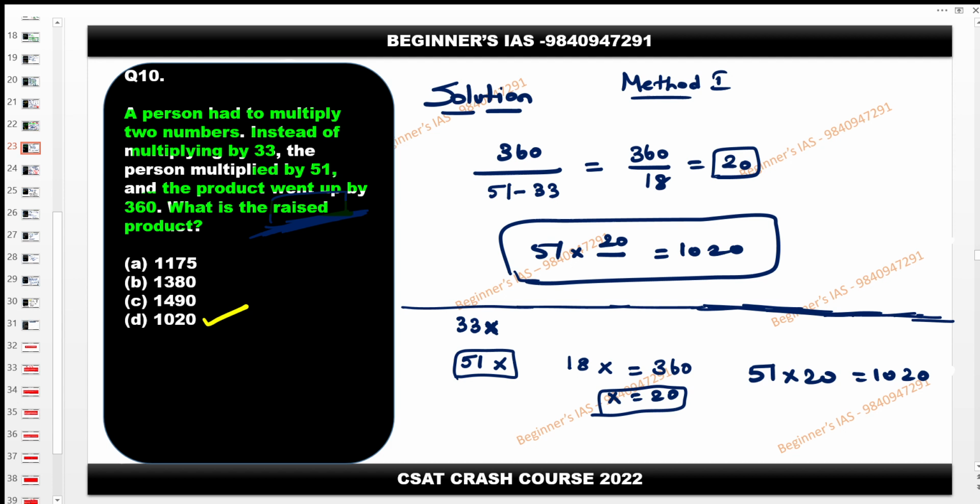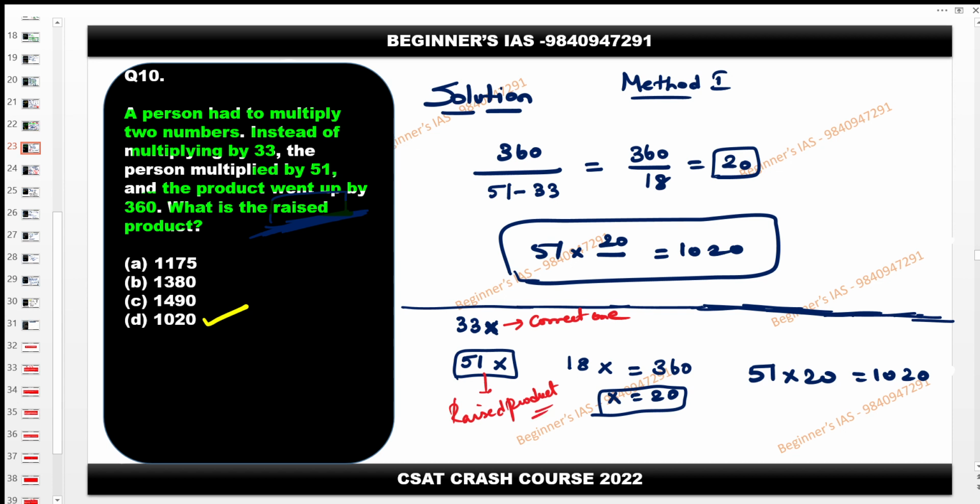First of all, let me tell you the simple logic. A person has to multiply two numbers. Instead of multiplying 33, the person multiplied with 51. So the correct one is 33x. Please hear my words clearly. This is the correct one. So this is the wrong one, or else you can take it as a raised product.